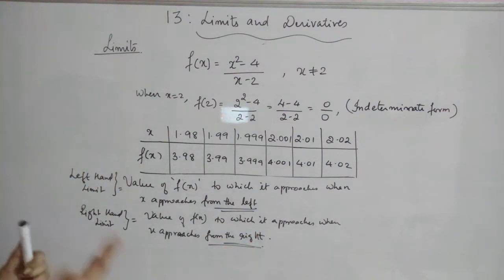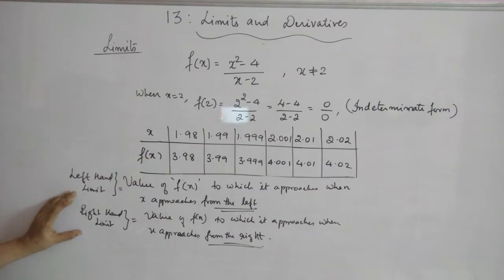When the value of x we are taking from the right side and then finding out the function's limit till where it can go, that will give you the right hand limit. And the left hand limit is when the function value you are getting is when the value of x is approaching from the left side. Okay, now how will you denote this left hand limit and right hand limit? Normally we can say LHL and RHL in short form.